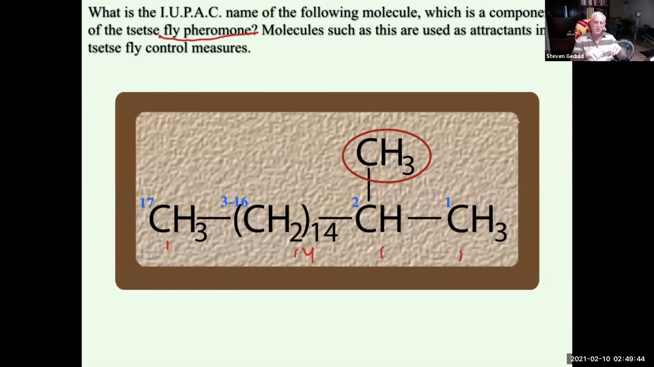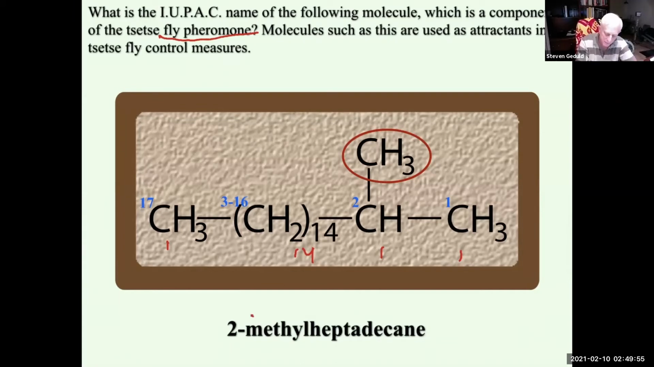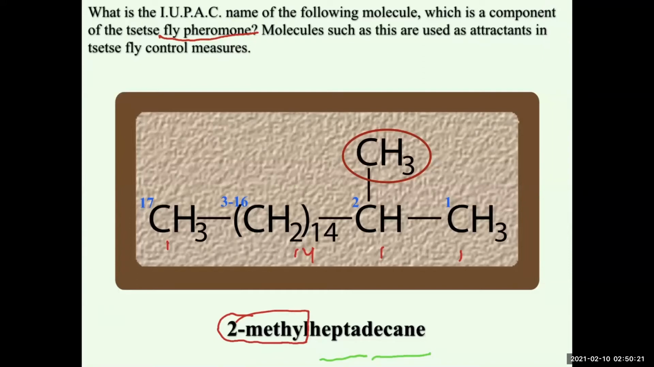So it's going to be 2-methyl, and then it's going to be heptadecane, which is 7 plus 10, which gives us 17. So 2-methyl. There's a substituent, a methyl group, on number 2, and then hepta is 7, deca is 10. So 17. So 2-methylheptadecane. Making sense? Yeah. Perfect.